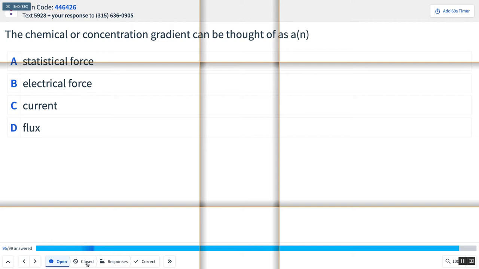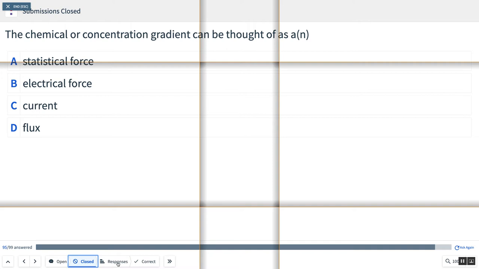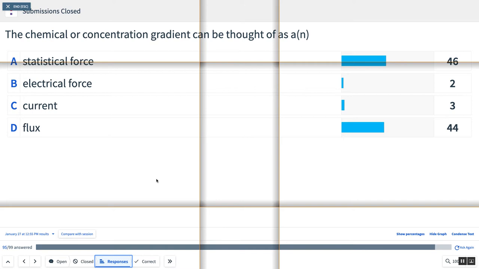Go ahead and close this. And the correct answer is A, statistical force. That always happens. Okay. So for those of you that answered flux, you're partially right. Okay, you remembered Fick's law of diffusion. Just remember that concentration is just one variable that participates in the calculation of flux, okay? So you have to also incorporate the membrane thickness, the radius of the molecule, the viscosity, right? That all is calculated to determine flux.